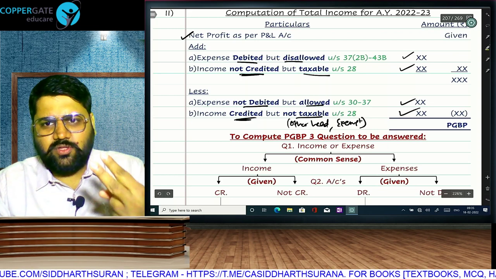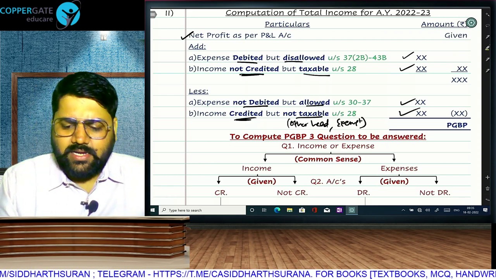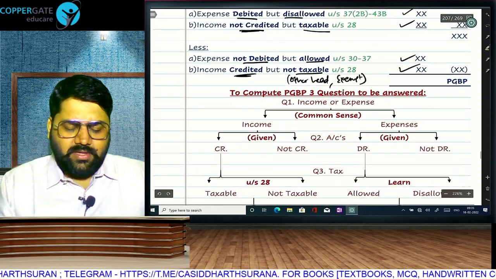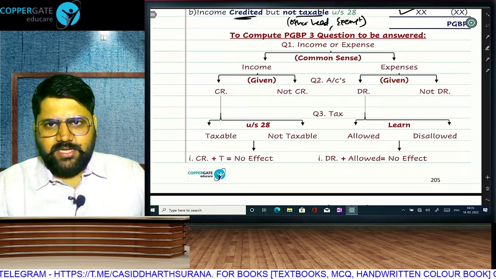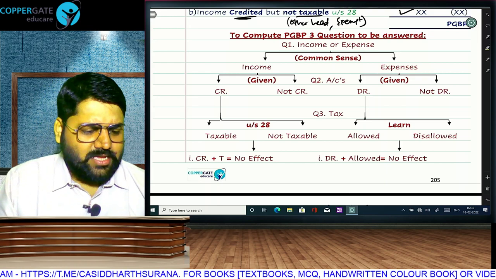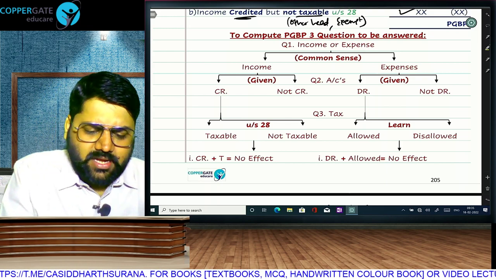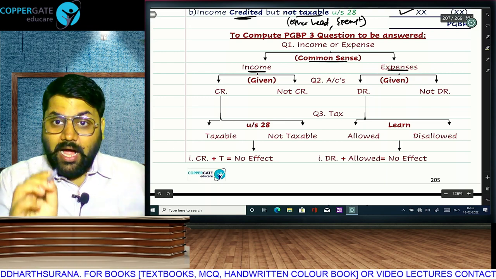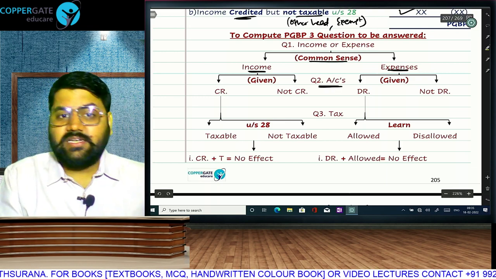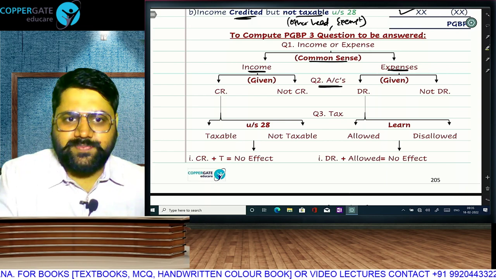So two items on the add side, two items on the less side, and you will get your PGBP. There is a trick to solve PGBP sums and get the best out of PGBP: every time you come across any amount in the question, just check whether the amount is income or expense. For that you need your common sense. After checking that, check what assessee has done in accounts. The accounts will always be given.